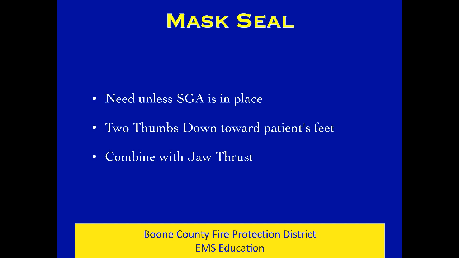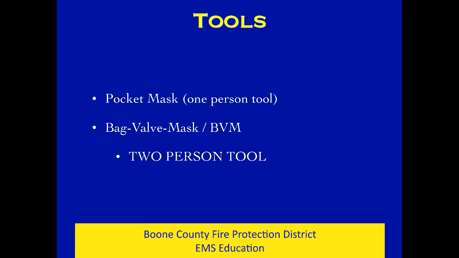So 2 thumbs down and good bag valve mask ventilation are key things that we want to learn and practice over and over in our lab. What tools will you use? Well, you've got the pocket mask, that's a one-person tool. You've got the bag valve mask, that's a two-person tool. So anytime you see something in bold like that, and then you hear us say, this is really important, this is a key concept, then you can bet that that's something you should know when you walk into lab.